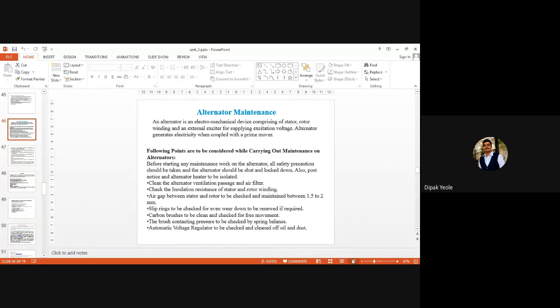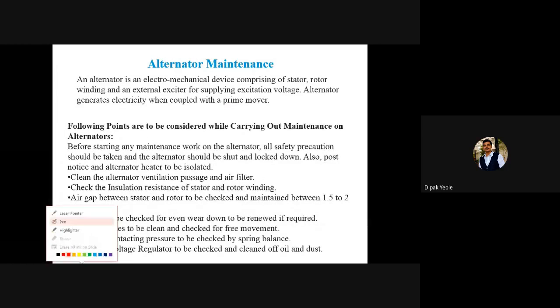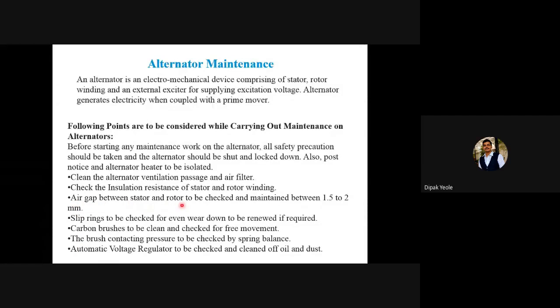The next part is related to the air gap, and believe me, this air gap plays an important role. The air gap between the stator and rotor is to be checked and maintained between 1.5 to 2 millimeter. So this is the standard distance available for satisfactory operation of the alternator. The slip rings are to be checked for even wear and renewed if required.